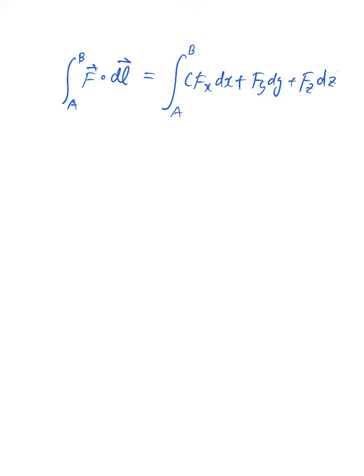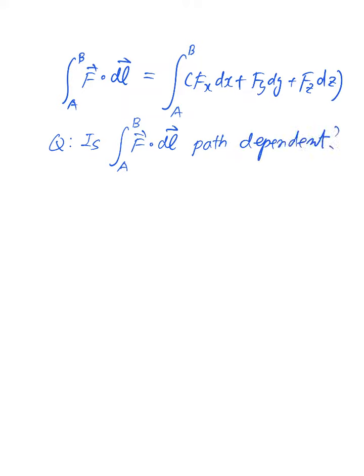So, where were we? So, this curve, A to B, F dot dr is actually the integral from A to B of fx dx plus fy dy plus fz dz. So I can ask the following question: is this integral path dependent or path independent? So let's try to find out the answer.